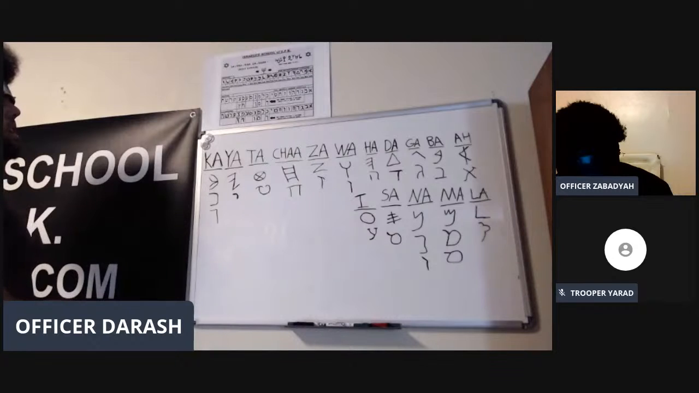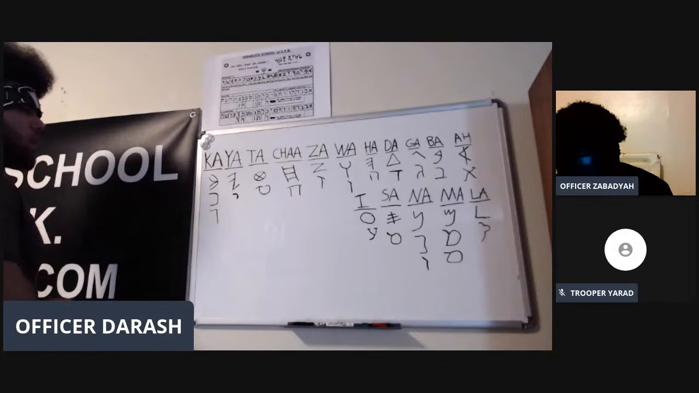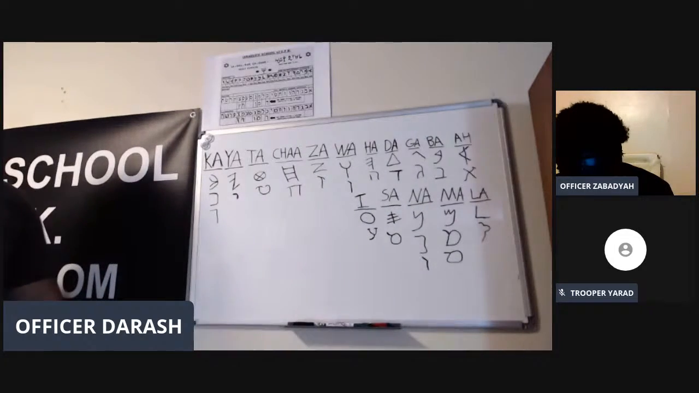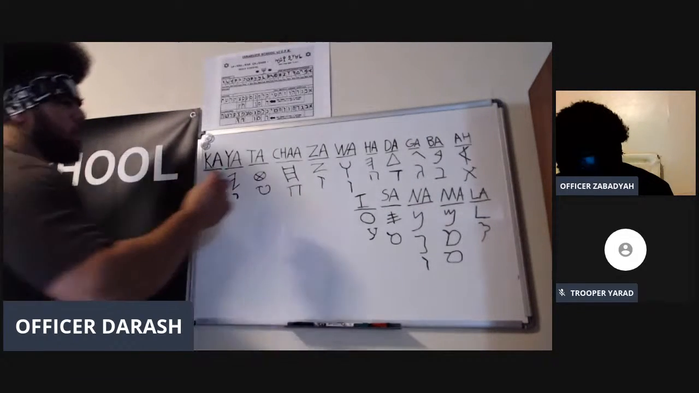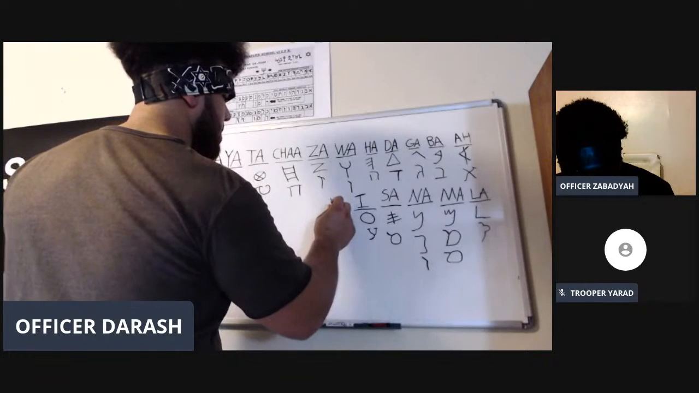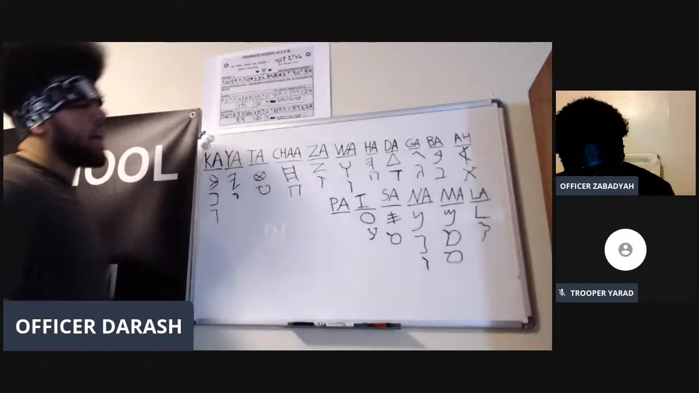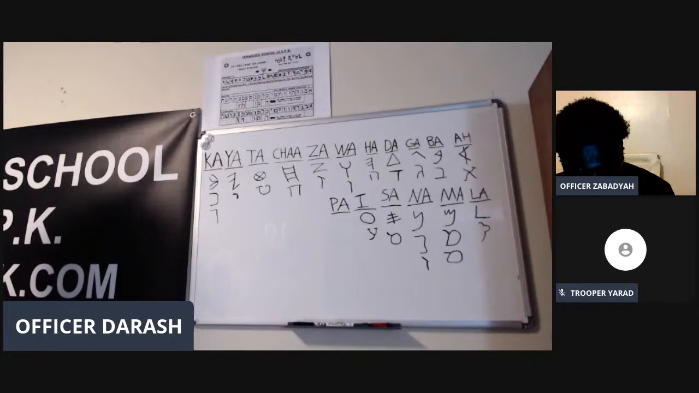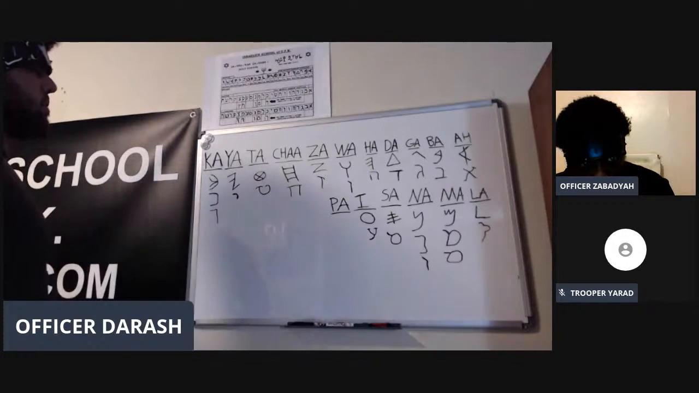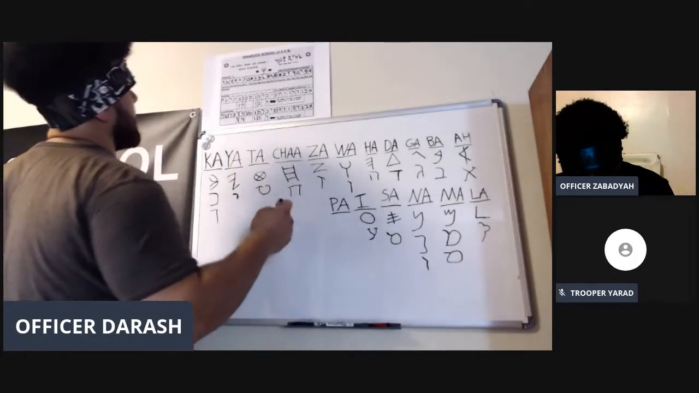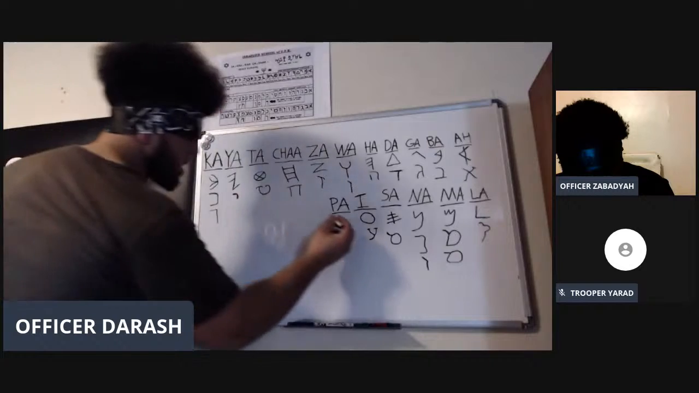Next is Pa. Abagada Hawazakata Yaka Lamana Sa'ai Pa. Pa makes the P sound. P-A. Should have gone lower. All right, and that looks like this in the Hebrew. It looks kind of funny to me. It looks like this.